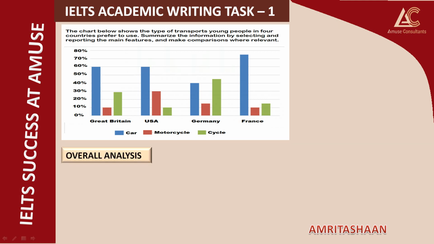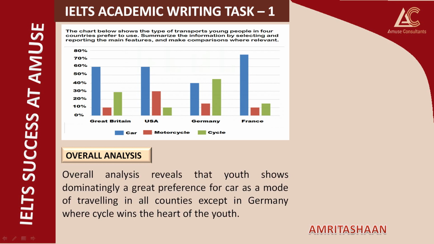Now it is time for overall analysis where you are going to compile everything by summarizing the main features. So your overall analysis can be: overall analysis reveals that youth shows dominatingly a great preference for car as a mode of traveling in all countries. Overall analysis shows that the youth, yes, it is the youth.